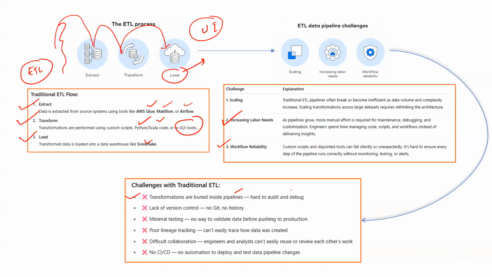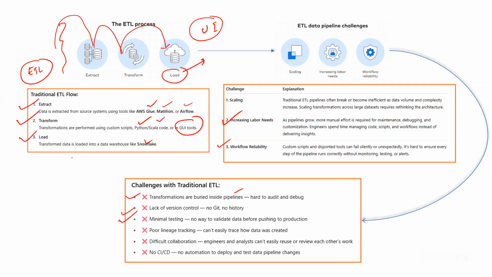You want to audit what kind of things are happening, what kind of transformations are happening, where it is breaking, everything. It's very hard. The main thing is lack of version control. The connection to Git is not available in most of the tools.